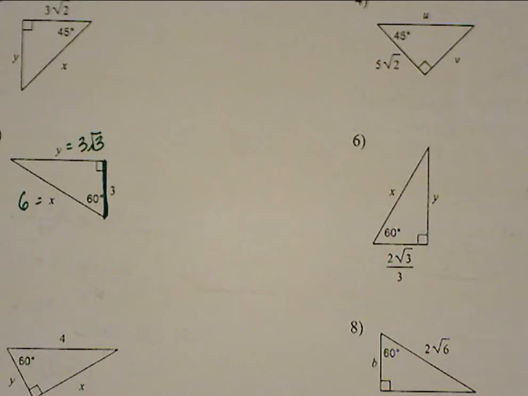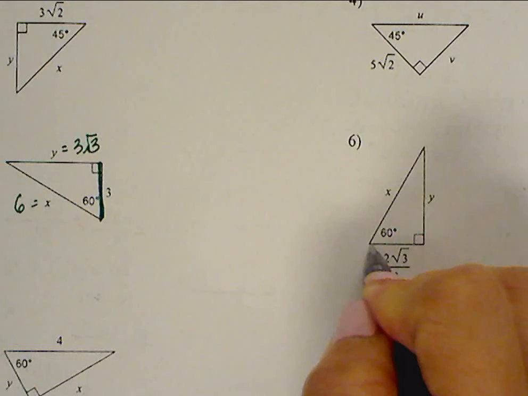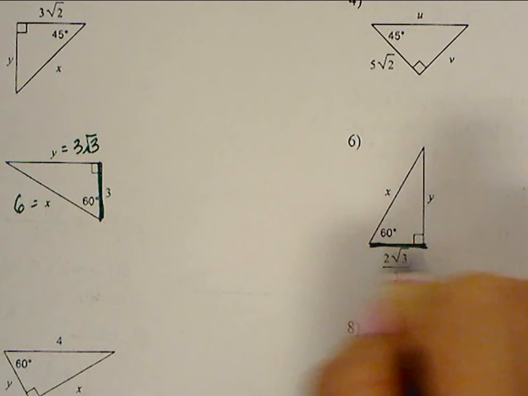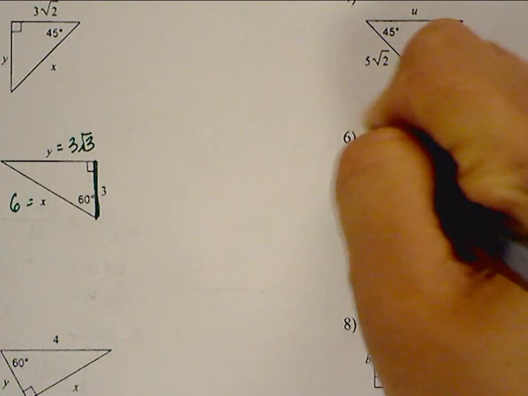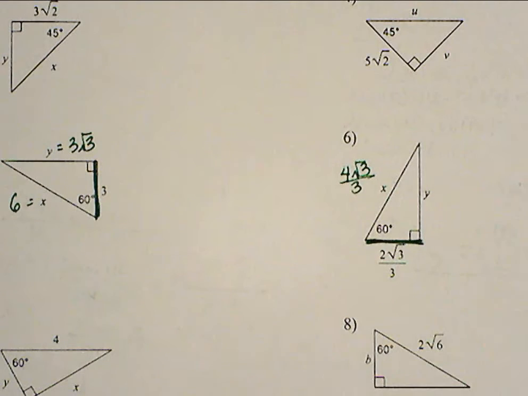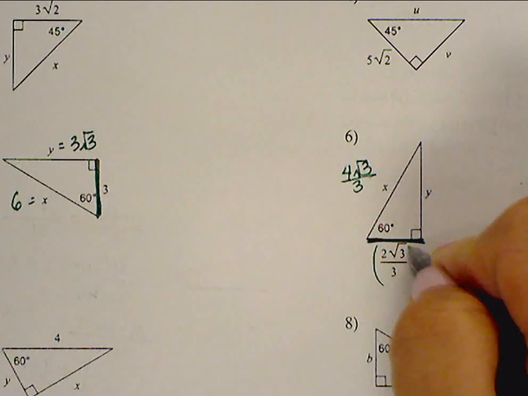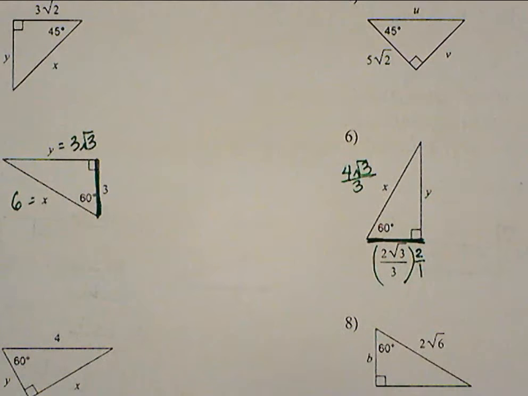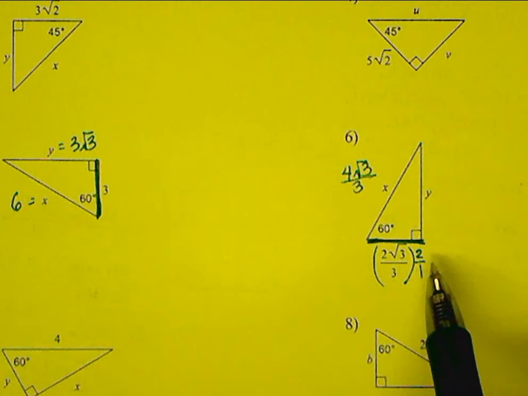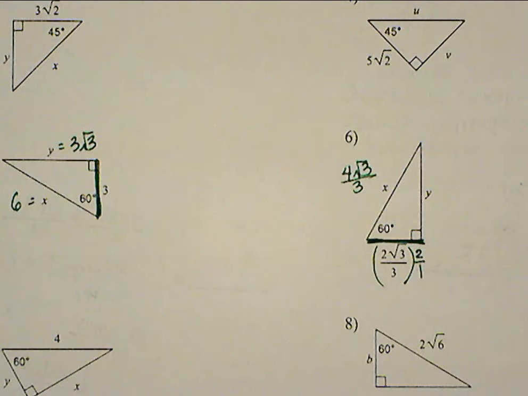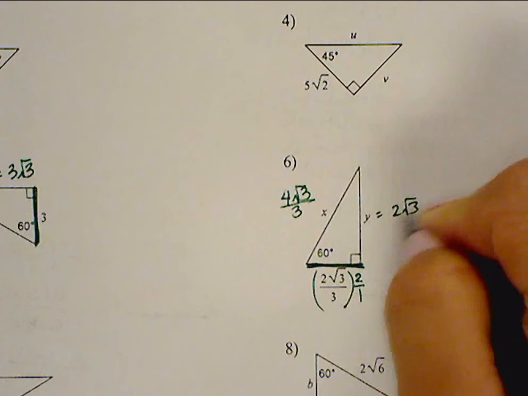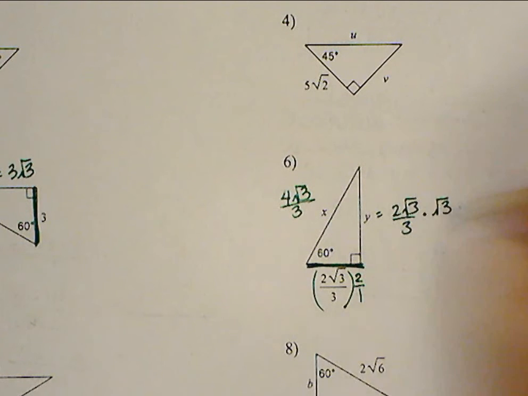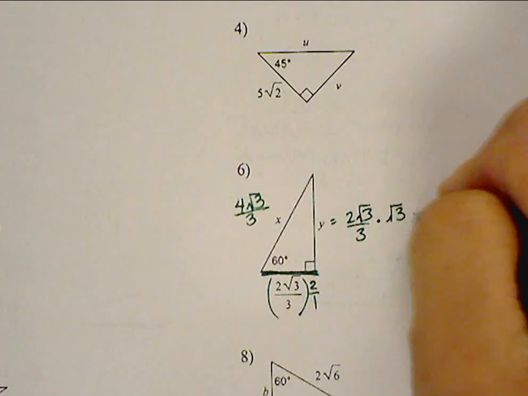So number 6, this is my home base. So how much is my hypotenuse? Just double that. If you double it, what do you get? No. The only thing you do is multiply this by 2 over 1. So you don't multiply the rad 3 by 2 and the 2, it's just 4 rad 3 over 3. Get me? And then for y, you're going to get 2 rad 3 over 3 times rad 3. So it's going to be 2 times, what's rad 3 times rad 3? 3.